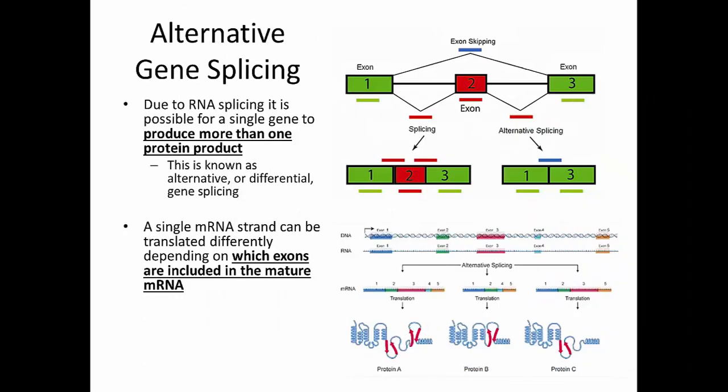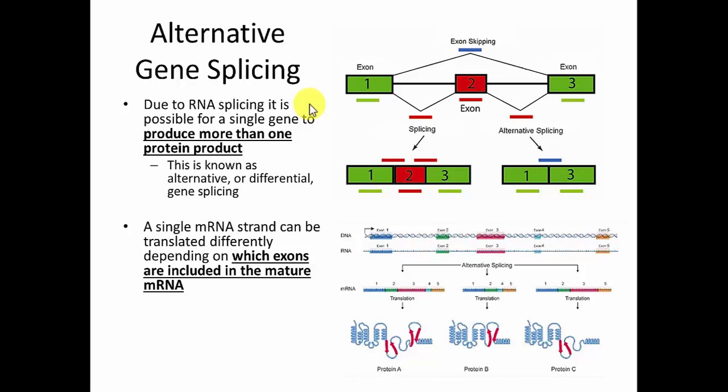What alternative splicing suggests is that this can be done in variable, alternative, or differential ways. In other words, we can cut out different exons and cut out different introns. See, I did it myself. Cut out different introns and glue together different exons.